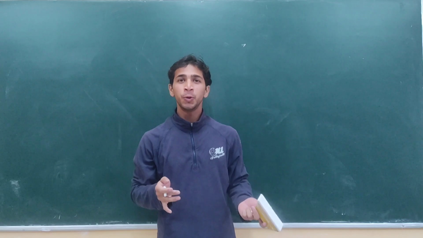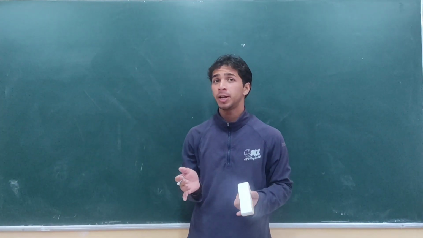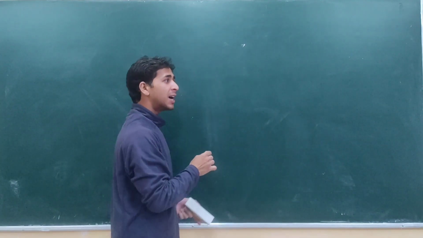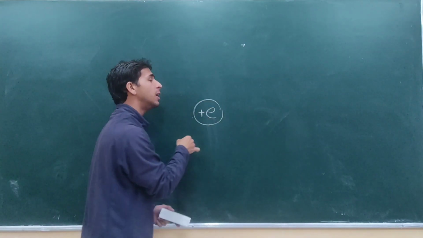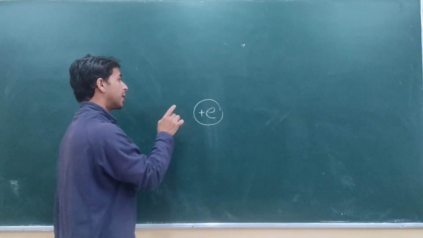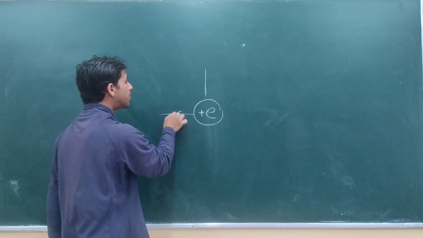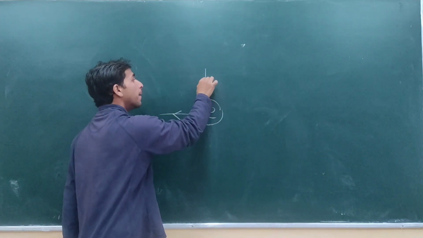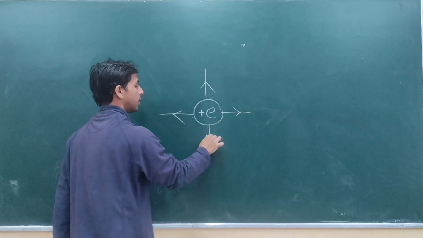Today we are going to know about the origin of atomic magnetic dipole moment. You all know a charge at rest creates only electric field around it, and the direction of those field lines is symbolized by this kind of arrow passing outward through this positive charge.